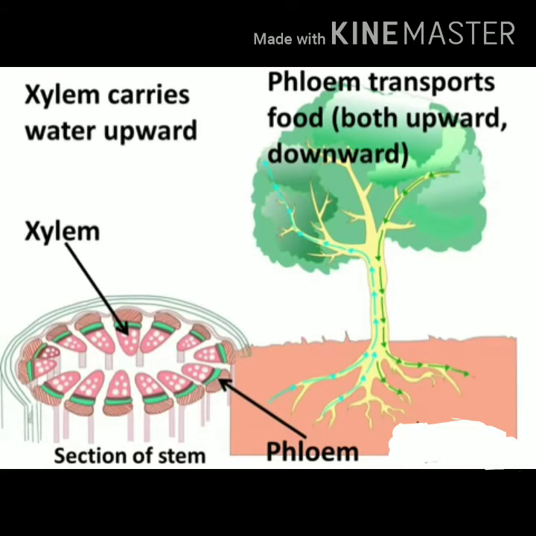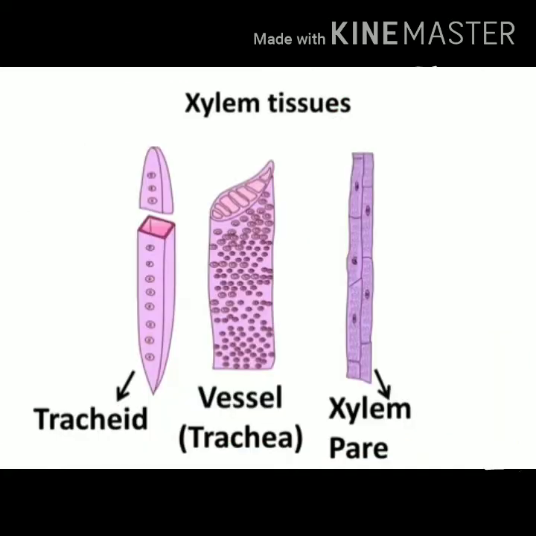We already know xylem carries water and minerals absorbed by the roots upwards to different parts of the plants, specifically the leaves. And phloem transports the food produced during photosynthesis from the leaves to the different parts of the plants. So, phloem carries both in upward and downward direction. Both of these tissues, that is xylem and phloem, are conducting tissues and constitute a vascular bundle.